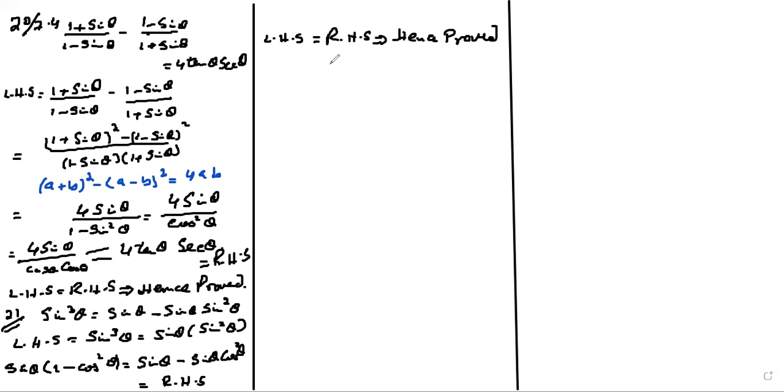Let's do question number 22. Question number 22 is cosine raised to 4 theta minus sine 4 theta. Very easy question, okay? Equals cosine square theta minus sine square theta.